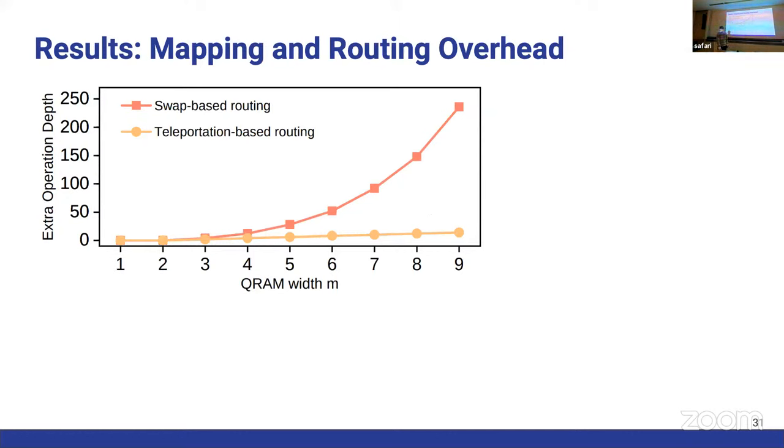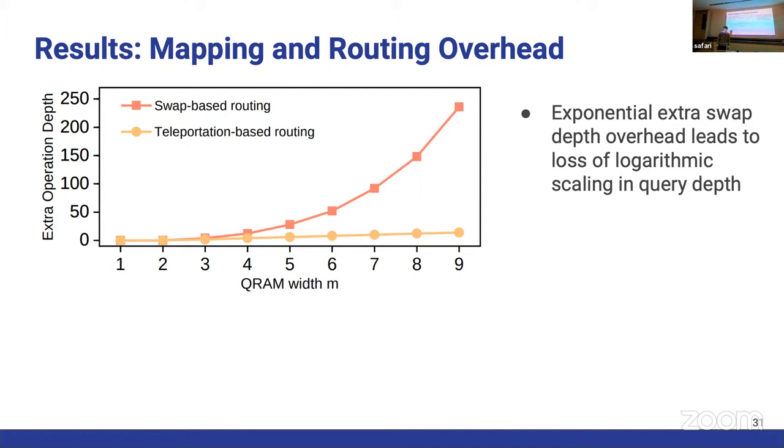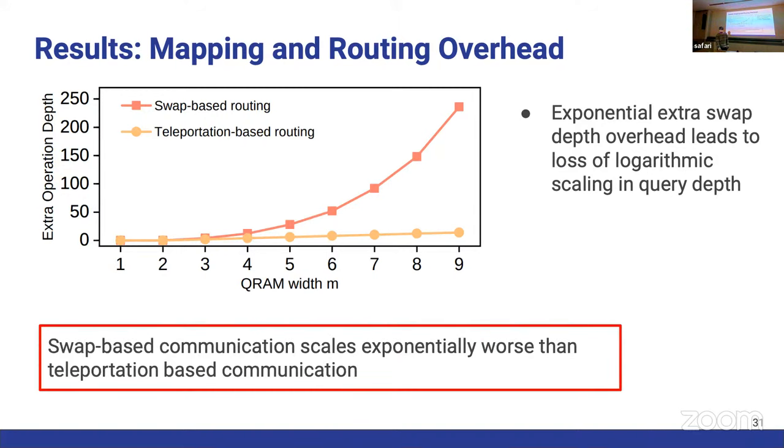Here we can see another diagram, which compares the teleportation-based routing with the swap-based routing. Exponential extra swap depth overhead leads to a loss of logarithmic scaling in query depth. It means that swap-based communication scales exponentially worse than teleportation-based communication. In fact, if we use swap-based communication, the whole idea of the Bucket Brigade QRAM and the lower query latency time gets completely overridden by the fact that the swap gates take up so much computational time.